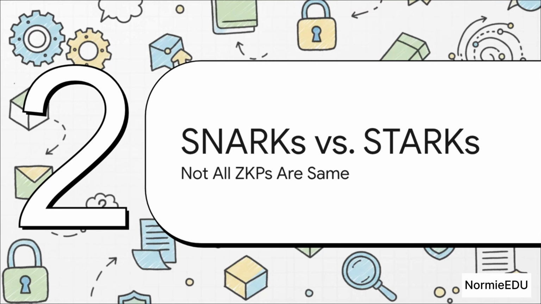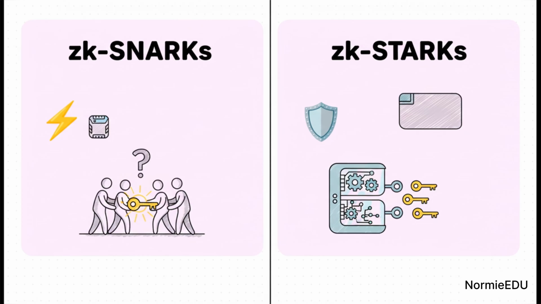All right, so we've got the rules down. But in the real world, things are never that simple. ZKPs come in different flavors, and they all have their own pros and cons. The 2 big ones you're going to hear about are ZK-SNARKs and ZK-STARKs. Understanding the difference is super important. So let's break down the 2 main types.